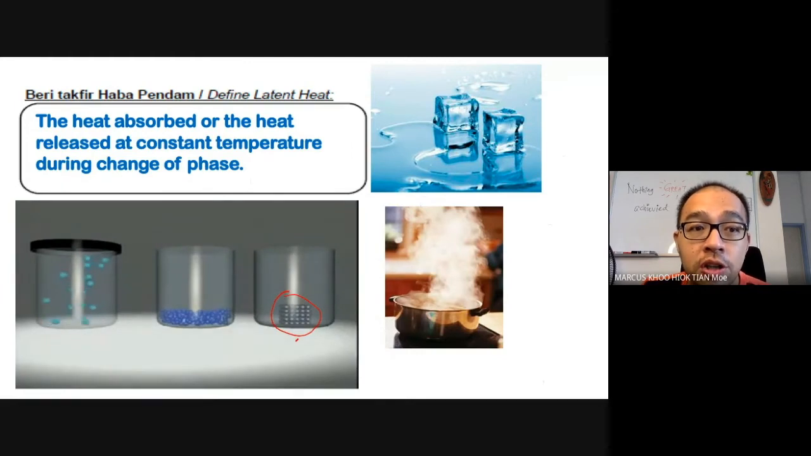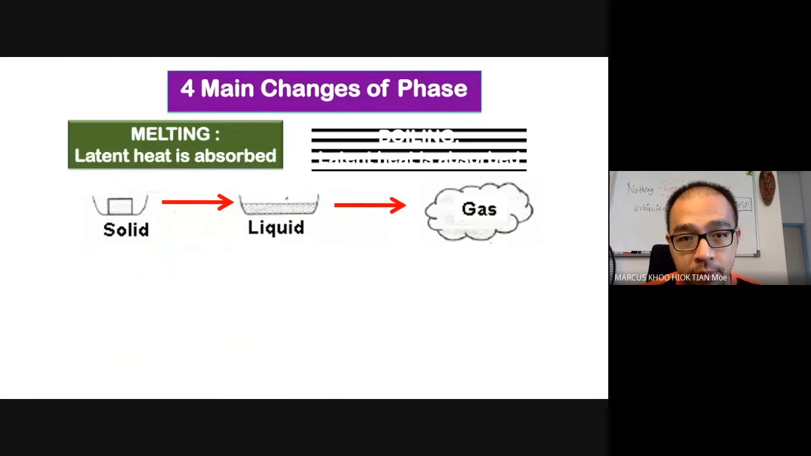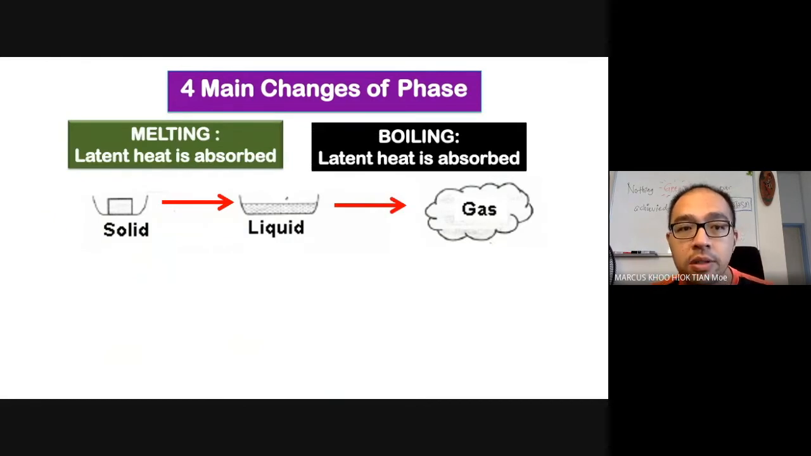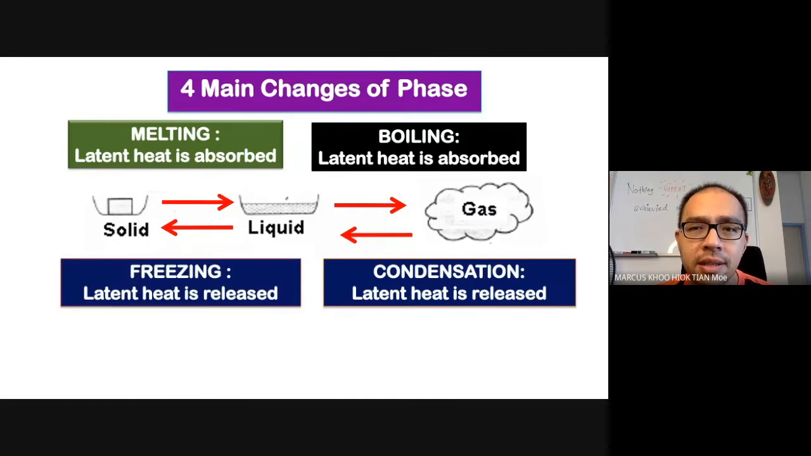They're constantly moving around very randomly. Change of phase, remember these words. Gas, liquid, solid, these are all phases. So the four main changes of phase, as I said just now: solid changing to liquid is melting, liquid changing to gas is boiling, gas changing to liquid is called condensation, and liquid changing to solid is called freezing. That's very normal, right? Freezing, we know this.